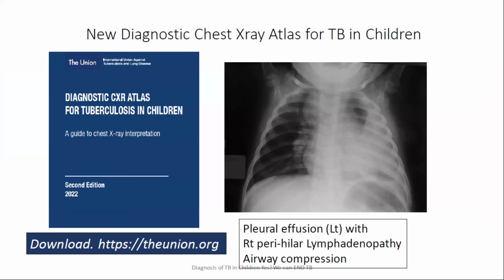Just to help clinicians to be able to read X-rays well, I would urge you to download this free resource by the World Health Organization and the Union. It is a diagnostic chest X-ray atlas for tuberculosis in children. The last edition was a very old one, but there's a new edition released in 2022. It is very easy reading. It takes you through how to diagnose TB from the clinical symptoms to how to look at a chest X-ray, to look at the measures of quality, and even how to interpret it. So a very useful resource for clinicians. I urge you to download it.